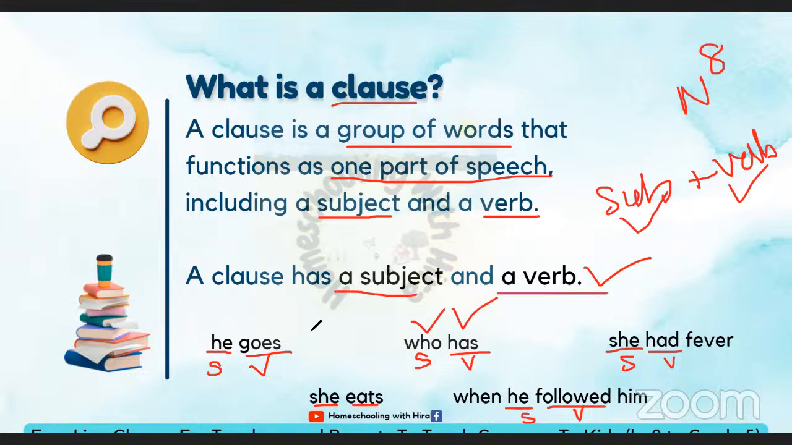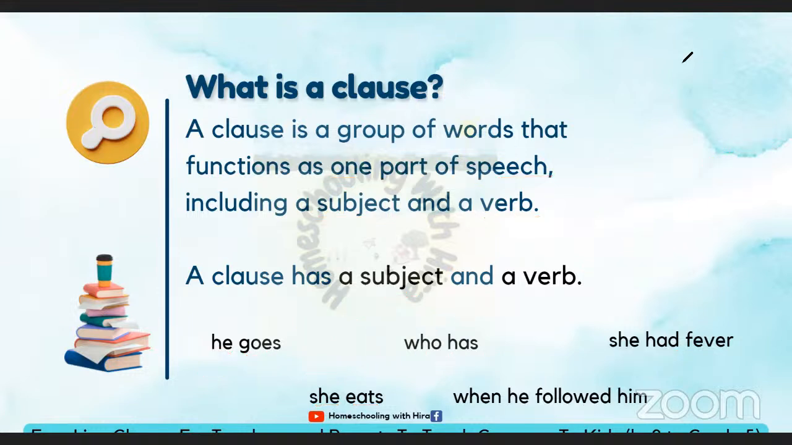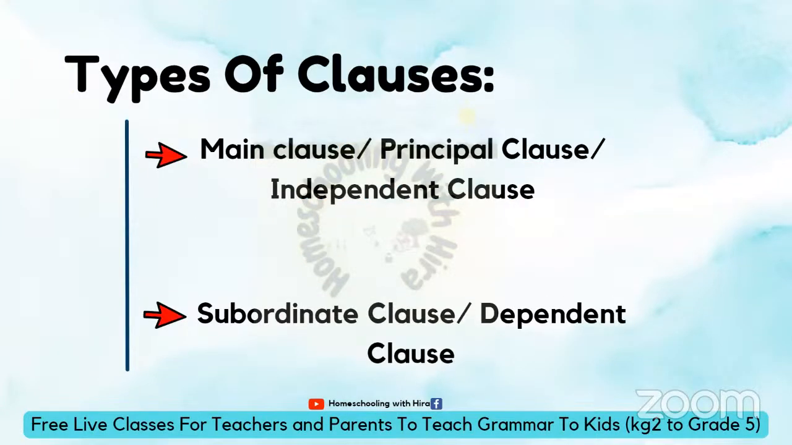ठीक है? He goes, चलेगा बगैर किसी ऑब्जेक्ट के भी. She eats. Does she eat? Does she eat chocolate? Does she eat chocolates? Yes, she eats. Or simply she eats. So the sense will be complete. But in the sentence "when he followed" or "who has", the sense is not complete, but still they are clauses.